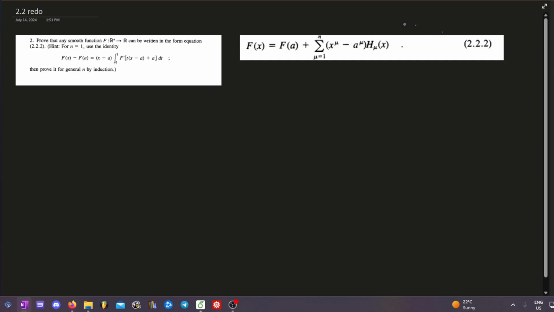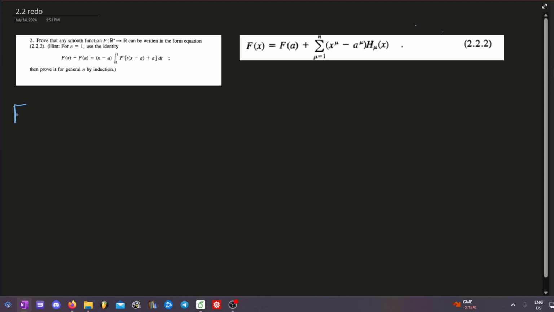Okay, this is for problem 2.2 of Wald's General Relativity, where he wants us to prove that for any smooth function f mapping from R into R, we can write it in the form of equation 2.2.2, which I've got on the right-hand side here. We're not going to use the hint, where he gives us an identity and then asks to prove it for general n by induction. Instead, we'll derive the n equals 1 case, and then the general n case becomes somewhat obvious after that.